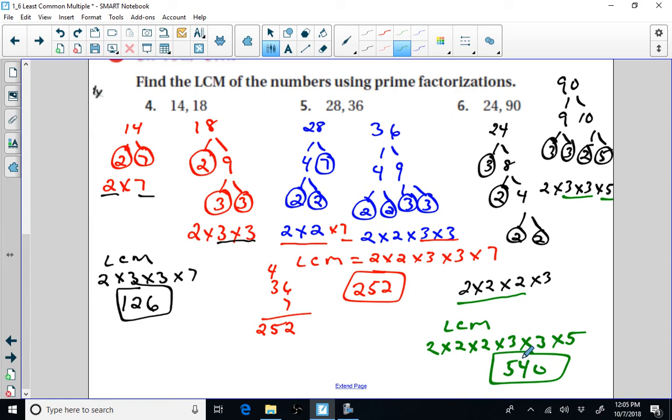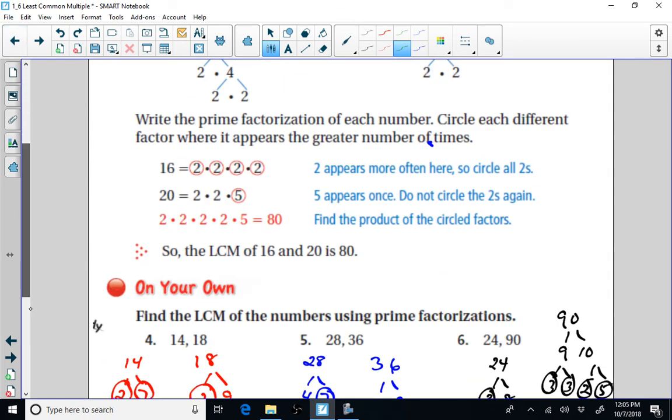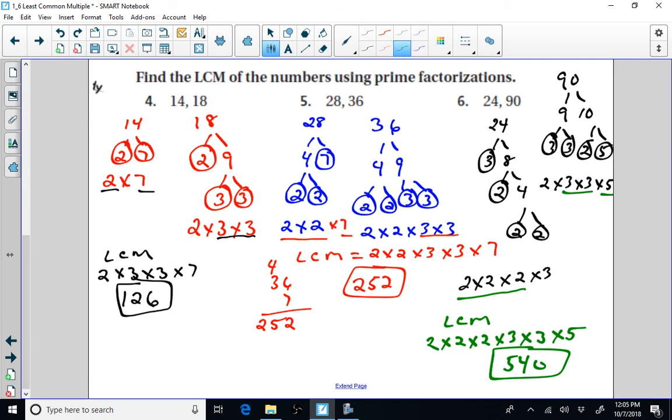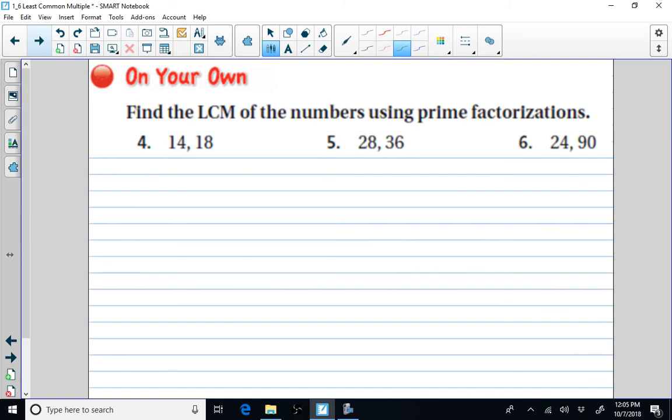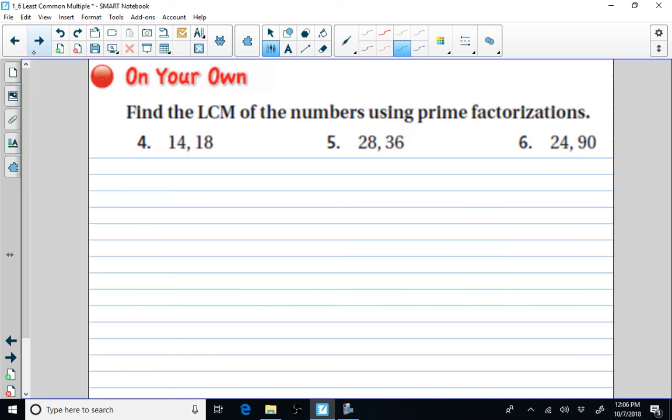All right, so that's how we would use our prime factorization to find the least common multiple. You could try a few more examples here. Or actually, we just did those, right? The on your own problems? Yes, we did. We did 14 and 18, 24 and 36. Okay, so let's skip ahead.